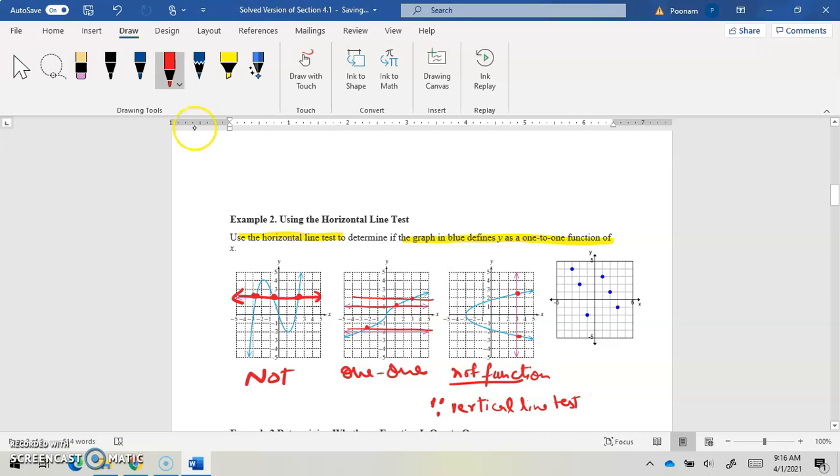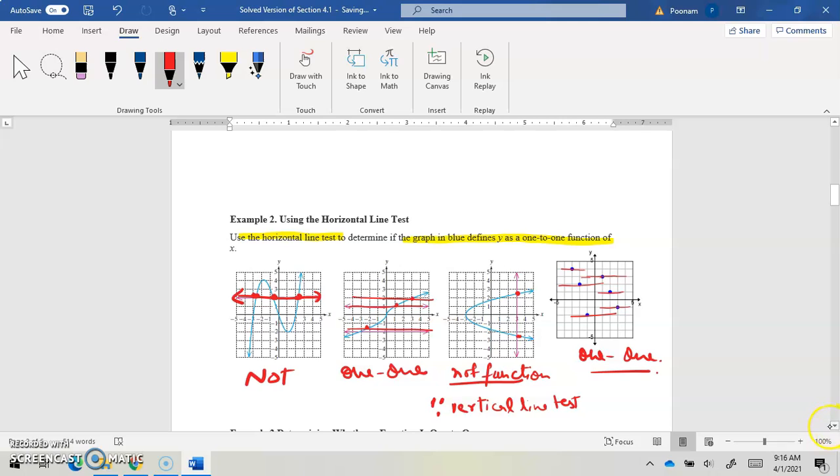Okay, let's look at this last one. If I draw a horizontal line through here, it passes only one point. If I draw a horizontal line here, it passes only one point. So for each of the points, I'm checking a horizontal line, and they are not meeting the graph in more than one point. So this is a one-to-one function.